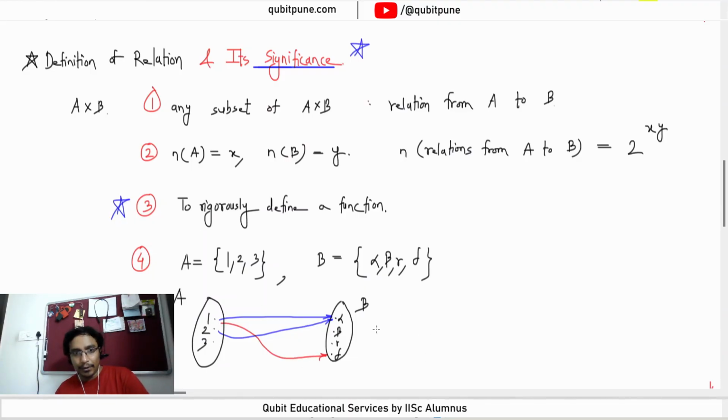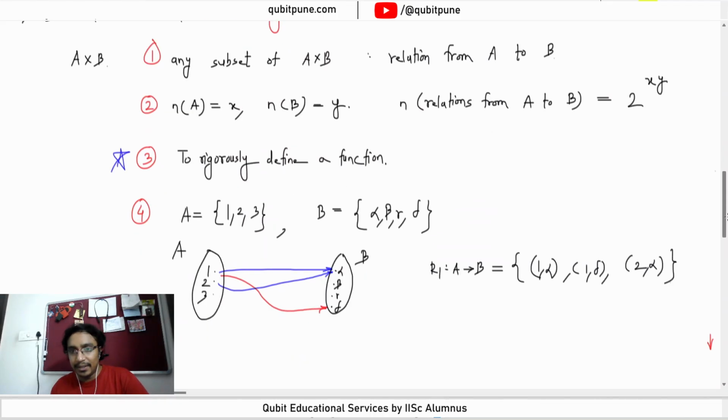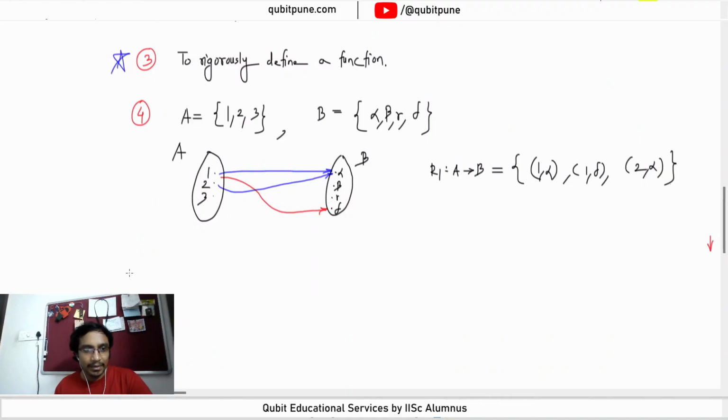So if I want to define a relation R1 from A to B, and if I want to write it in the set form, list form, I'll say (1, alpha), because there exists an arrow which leaves 1 and meets alpha. Then (1, delta), and also (2, alpha). Then there are terms related to this. The first set is always called the domain. The second set is always called the codomain.